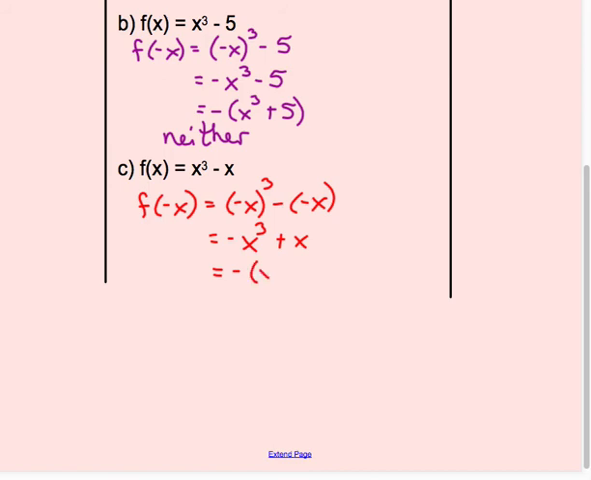Factoring out the negative, what's in parentheses is exactly what we started with. So this is the exact opposite function of what we started with. So this is an odd function, which also means it has symmetry around the origin.